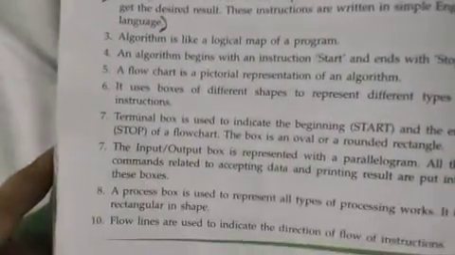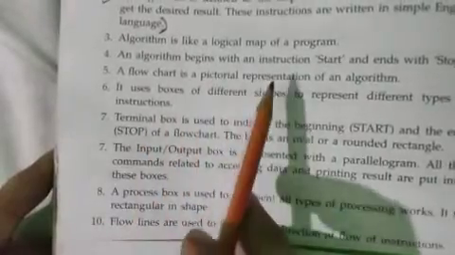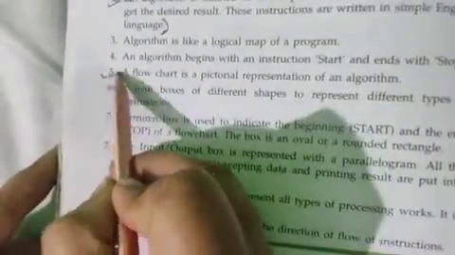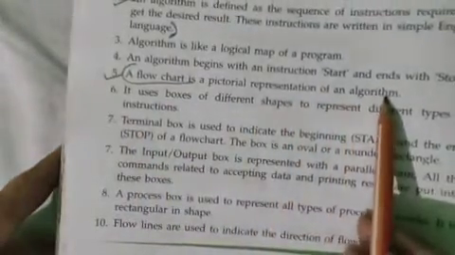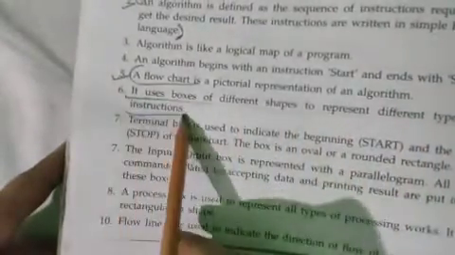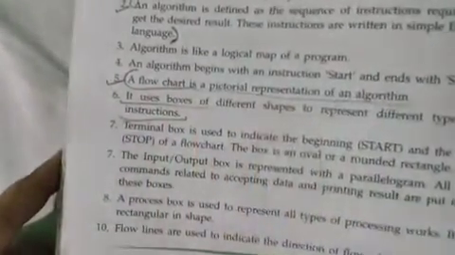Okay. Now the next is given, what is flowchart. Next short note you have to write on flowchart. Again, this 5th point is written over here. You can note down the answer from here as well. A flowchart is a pictorial representation of an algorithm. Also add this 6th point on it. It uses boxes of different shapes to represent different types of instructions. Okay, children, so this is how you have to write down the answers.